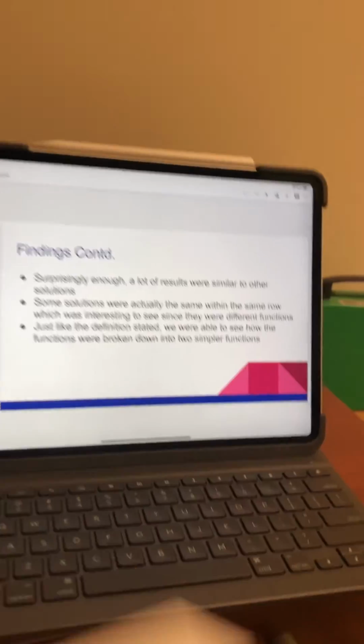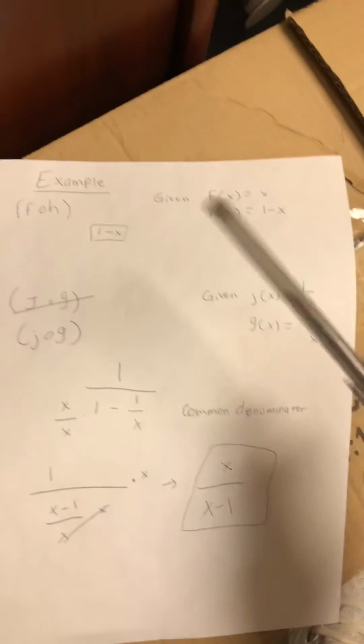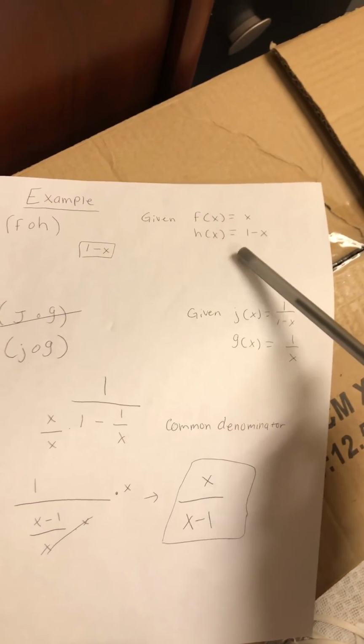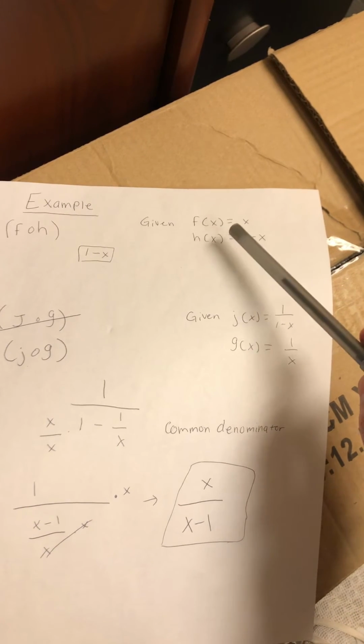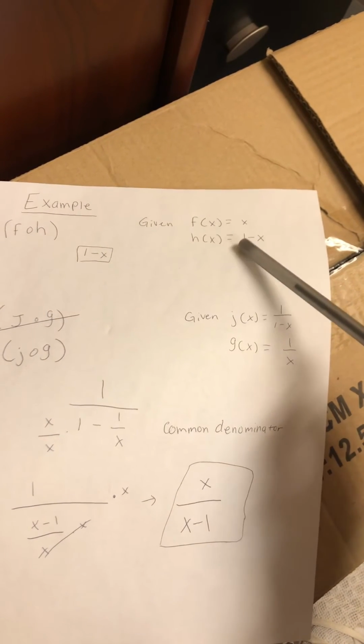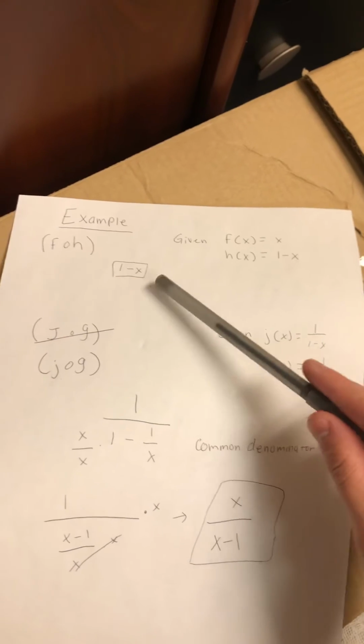And then we have some general examples here. For f of h, this is how we figured it out. So you have f, you have h, and then for every x, you're plugging in this h, so then all you're left with is 1 minus x.